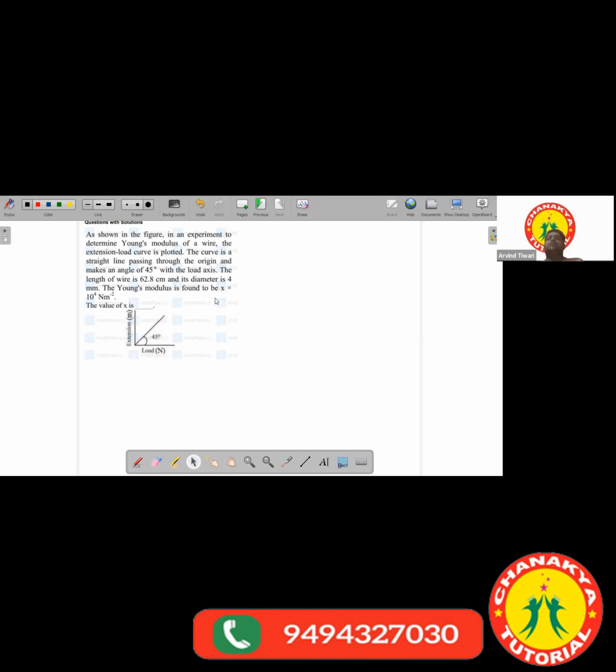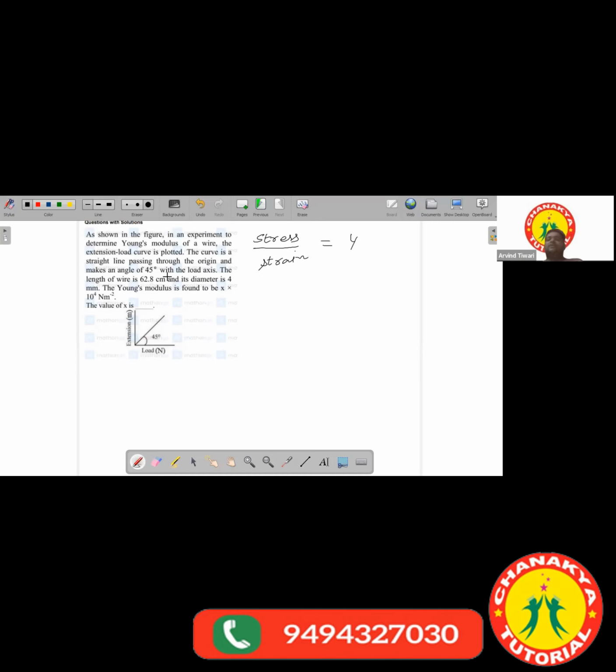So eventually you need to find out the Young's modulus. To find the Young's modulus, you need to find stress over strain. Stress divided by strain will give you the Young's modulus. You are given everything here. The angle is also given. So how will we find it out?